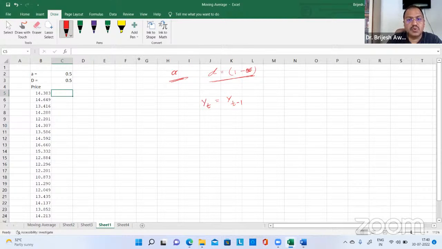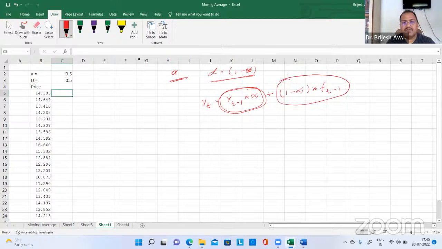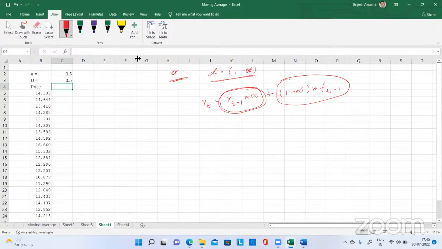YT is equal to YT minus 1 into alpha plus 1 minus alpha into forecast T minus 1. That means alpha is going to multiply by the previous actual sale, right? Yes, sir. And 1 minus alpha is going to multiply with the previous forecasting. Agreed? Yes, sir. So this is the forecast.